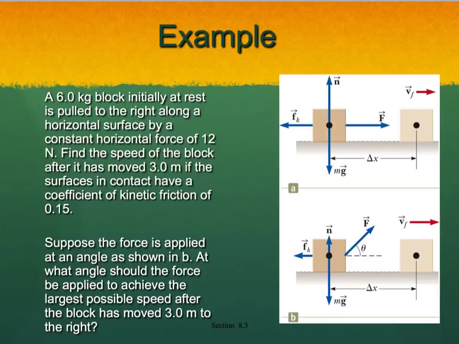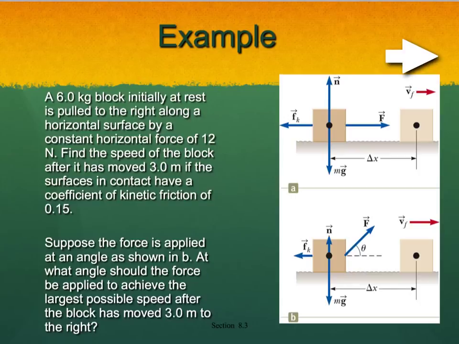Okay, so for our last example, we have a 6 kilogram block that's initially at rest and is pulled to the right along a horizontal surface. So I have my block here, and we're pulling it with some applied force over to the right. It's a constant force of 12 newtons. We want to find the speed of the block after it has moved 3 meters if the surfaces in contact have a coefficient of kinetic friction of 0.15.